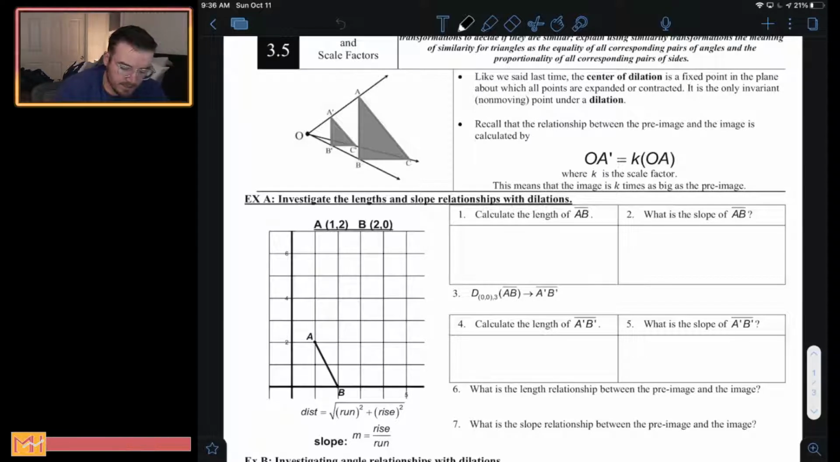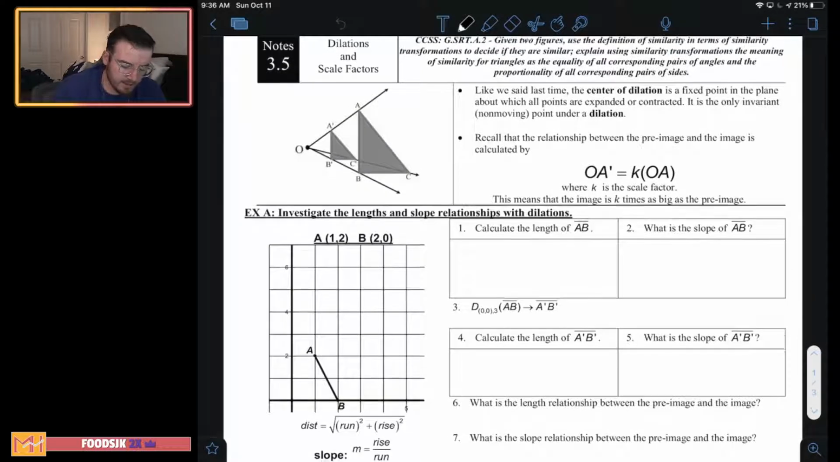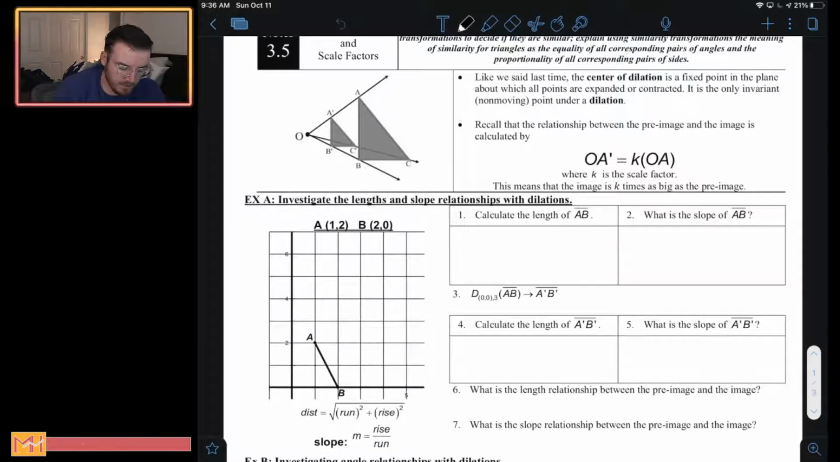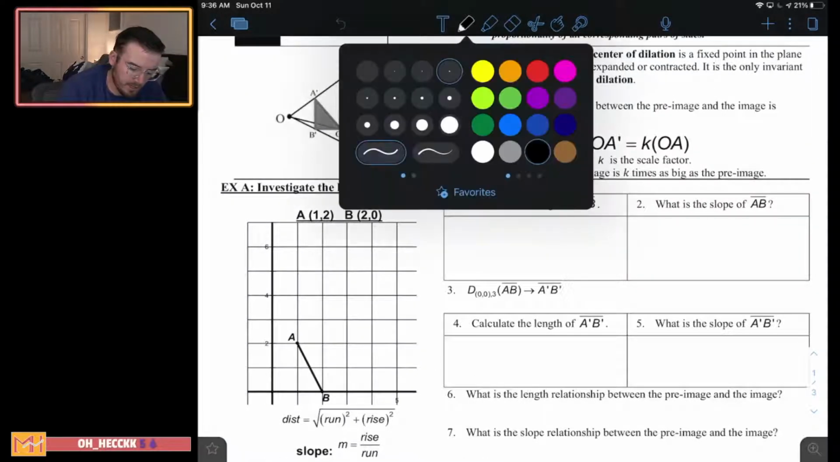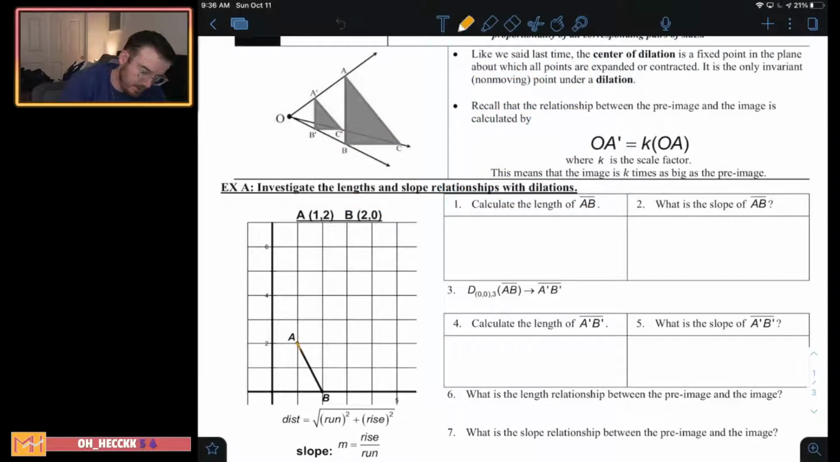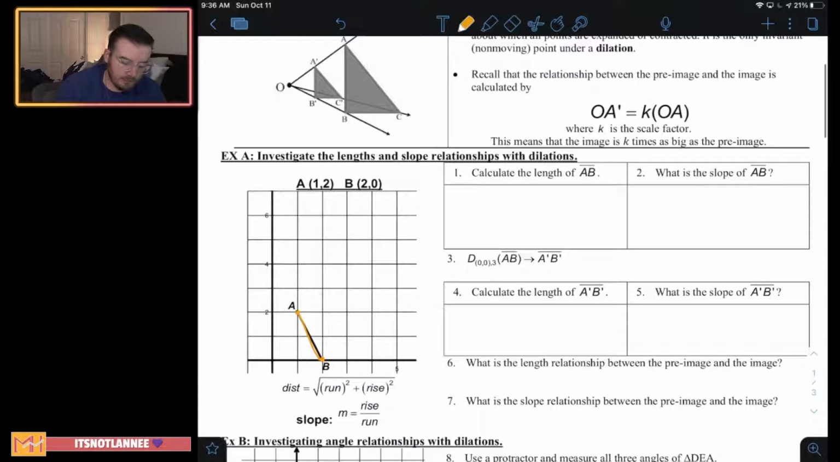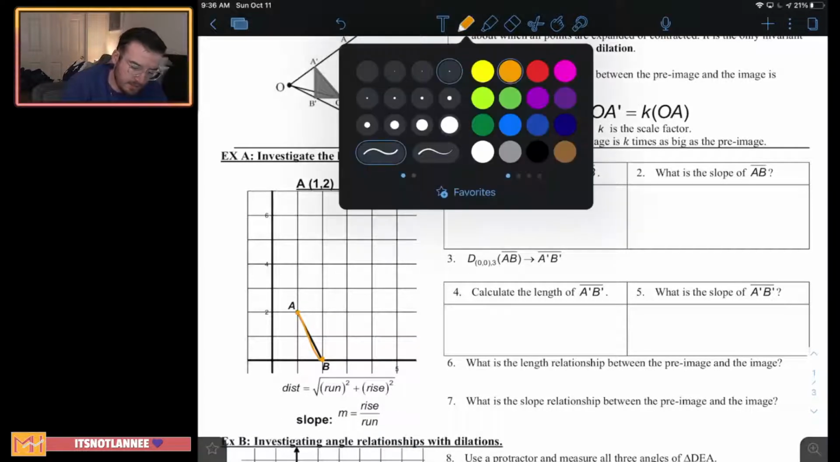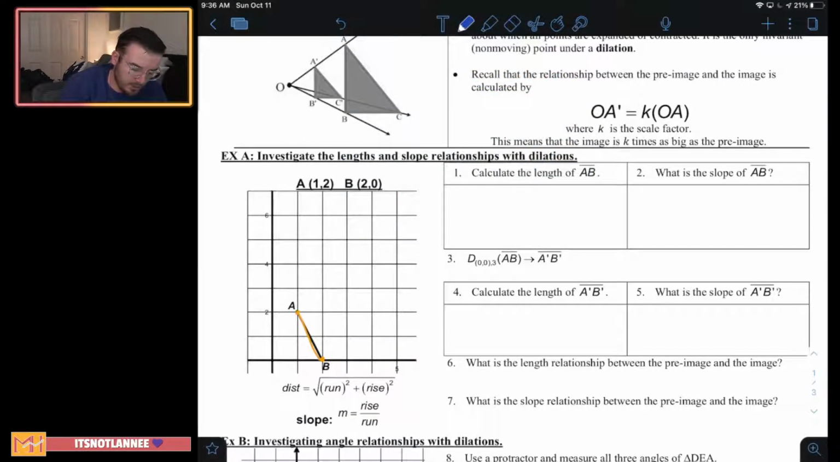Let's take a look at this first example here. Investigate the lengths and slope relationships with dilation. So we have this figure right here from A to B. Let's figure out how long AB is. Distance formula, if you recall, is right here. Run squared plus rise squared. It's using the Pythagorean theorem.